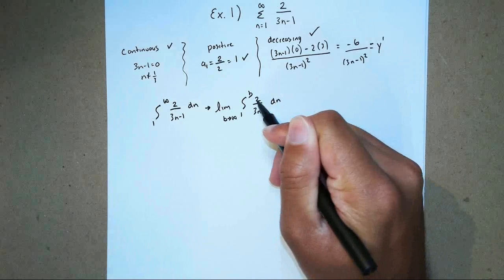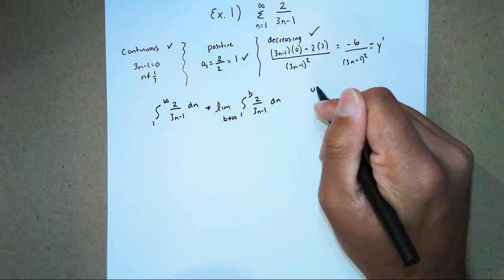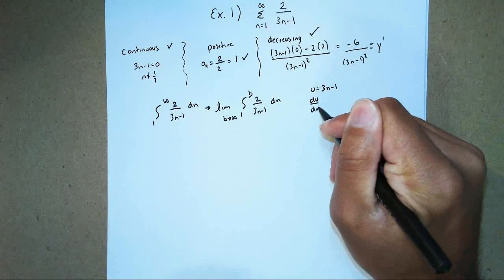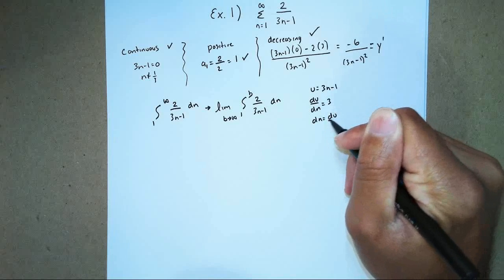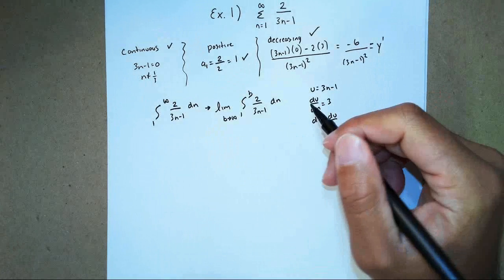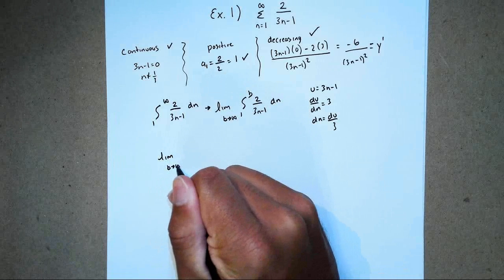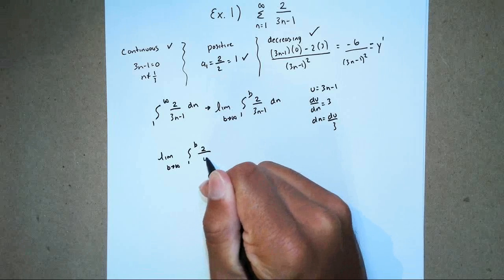Now you'll notice I can probably take that 2 out, and I can set up a u substitution with the bottom. So I'm going to take u equals 3n minus 1, du over dn is equal to 3. That means dn is going to equal du over 3. And then I'm just going to plug everything back in. This is going to be the limit as b goes to infinity of the integral from 1 to b of 2 over u du over 3.